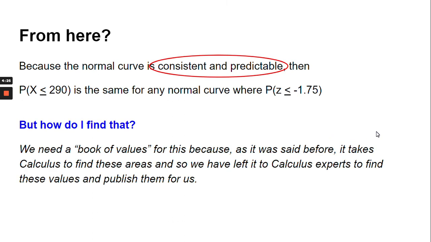Because that's consistent and predictable for all normal curves, we're going to count on calculus. We already said the 68, 95, 99.7 rule came from calculus because areas under the normal curve were not something we could calculate. They're not from geometry. They're not rectangles. They're not triangles. They're these curves. We got those values from calculus. Well, the reality is because they're consistent and predictable, calculus has calculated all of these other values for us, and we just need that book or table of values to be able to look this answer up. So that's what we're going to do. So let me show you how to do that.